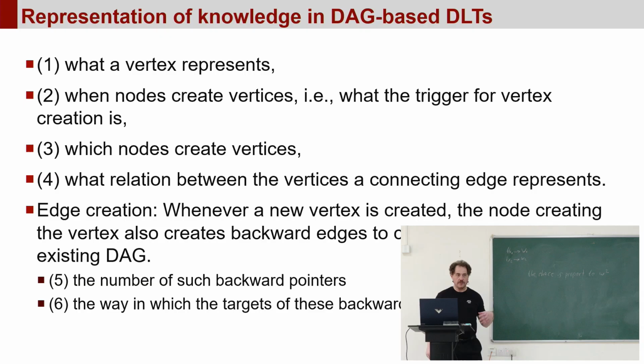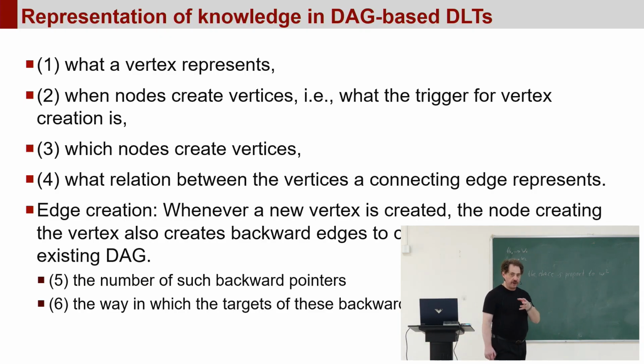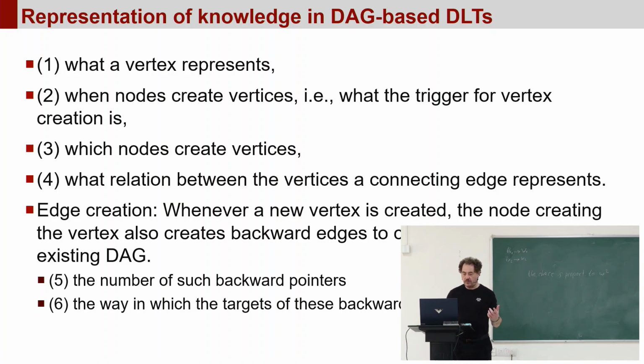So one interesting aspect we are going to consider is what kind of knowledge is encapsulated by the DAG. What does a vertex represent? When does a node create a vertex? That is, what is the trigger event for vertex creation? Which nodes create vertices? What relation between the vertices does a connecting edge represent?